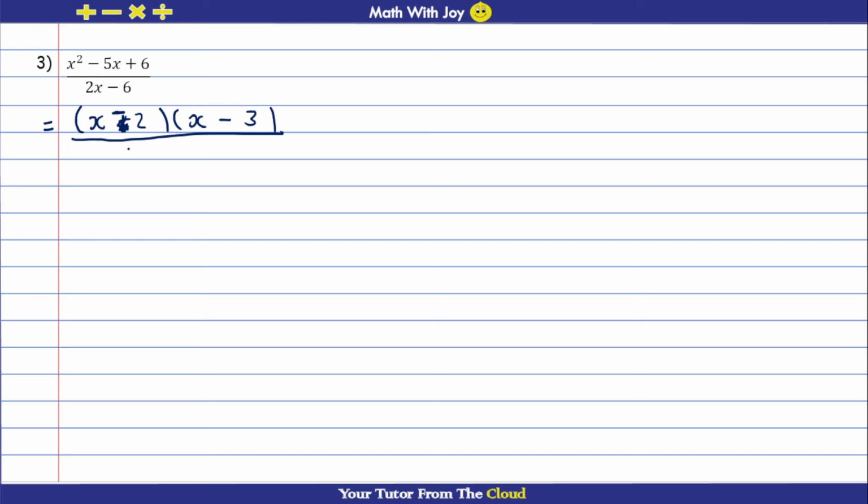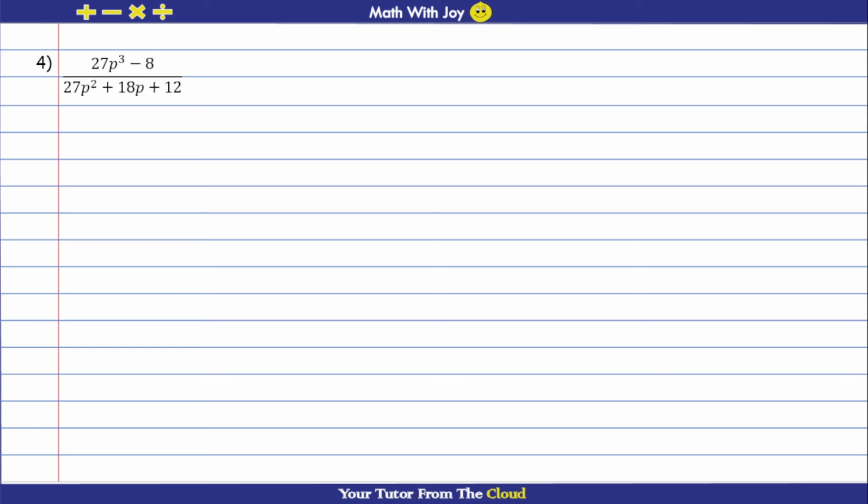And at the bottom, we have 2x minus 3. Now we have one term, and the bracket x minus 3 looks the same as the one at the top. So they cancel out. So our answer is going to be x minus 2 over 2. This is your final answer, but you can split if you want to. You can say this is x over 2 minus 2 over 2. Then it simplifies to x over 2 minus 1. That's also okay.